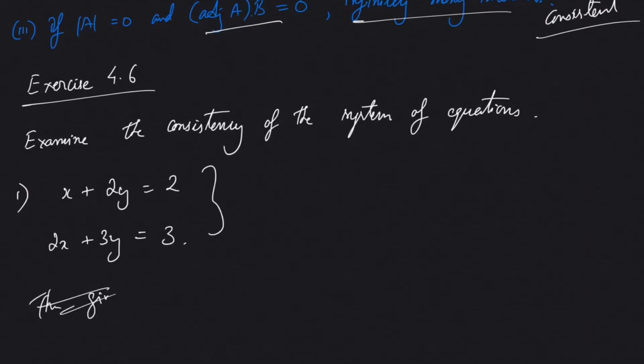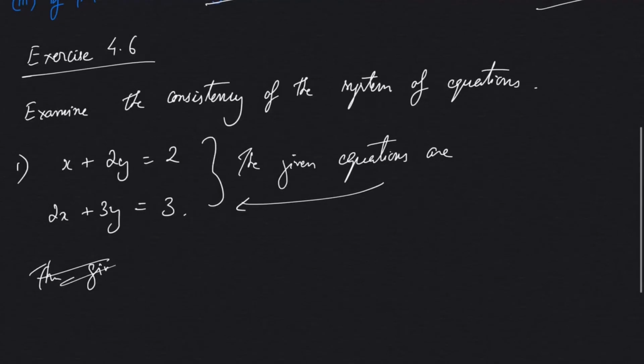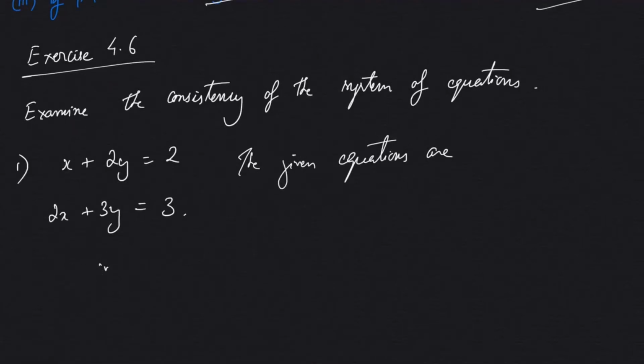I'll just write here the given equations: x + 2y = 2, 2x + 3y = 3. I'll mark this as equation 1 and this as equation 2. Of course it does look a little bit messy, isn't it? So let's not write it like that. Let's try to write it more properly.